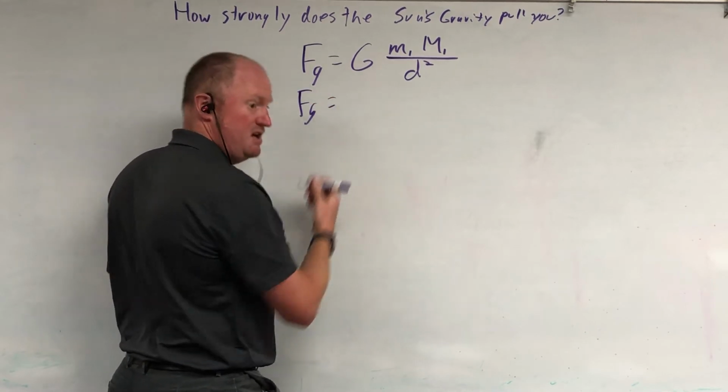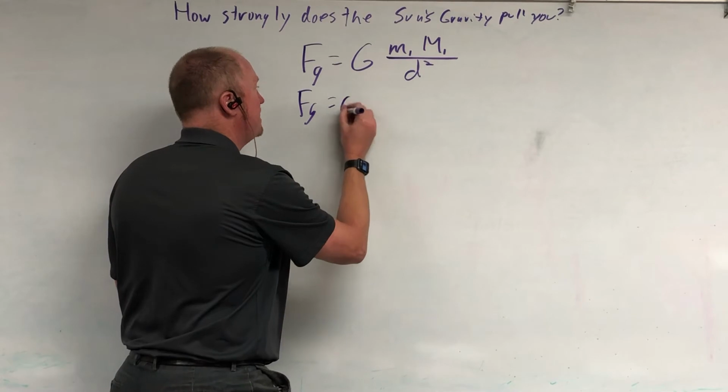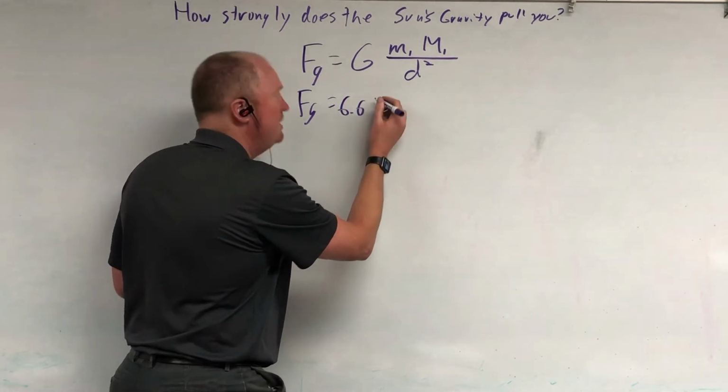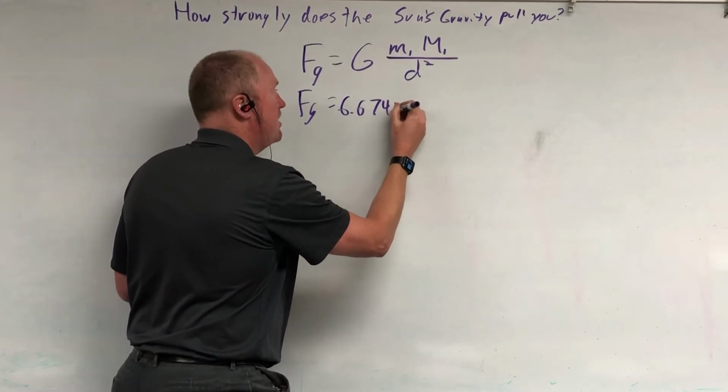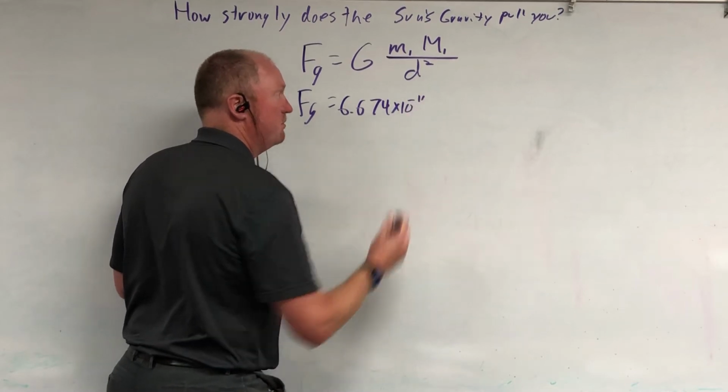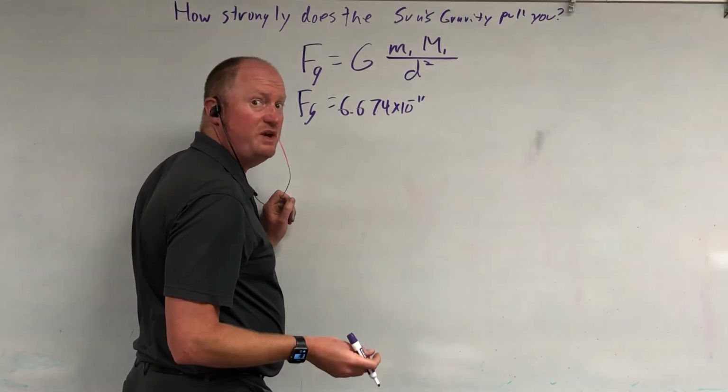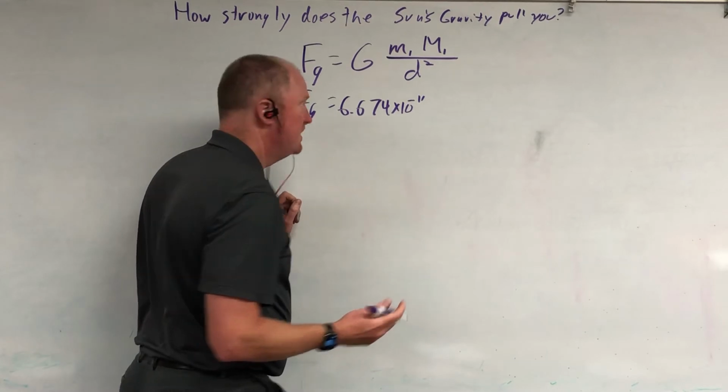The gravitational constant is 6.674 times 10 to the negative 11. Why? Because gravity is the weakest of all the forces we know.